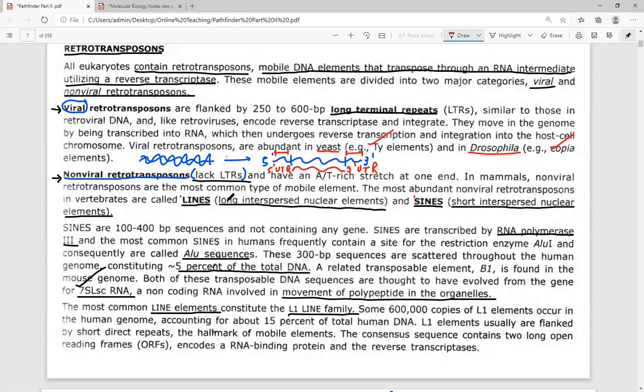LINE, as the name indicates, is a very long interspersed nuclear element. They have a very long series of sequences that are present within themselves. That is why they are called LINE. इन्हें line इसलिए कहा जाता है क्योंकि इनके अंदर कई सारे series of sequences present होते हैं. और इन्हें दूसरे को साइन इसलिए कहा जाता है because they have a limited number of sequences that are present.